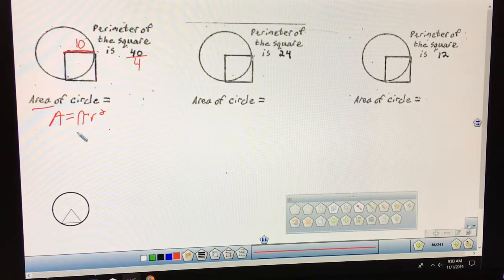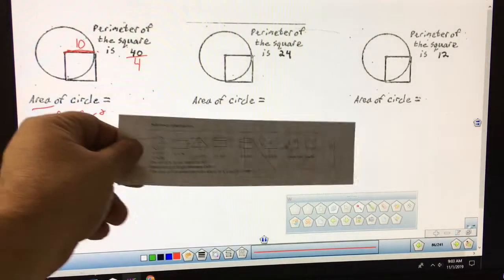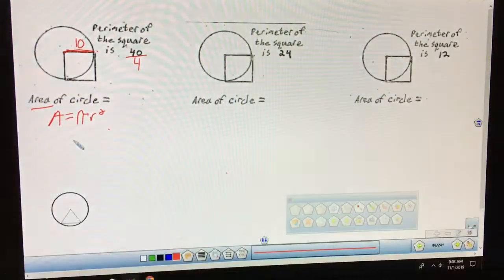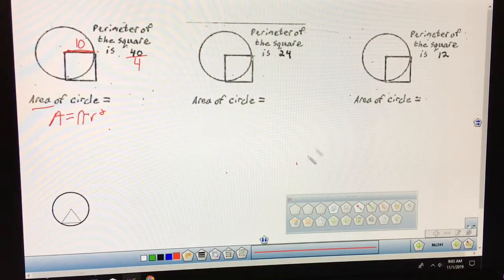Now, for the SAT, they do give you a formula sheet. For the ACT, they do not. I wouldn't even bother using the pi key, because most of the time they're going to ask you. And this is the SAT reference sheet. It gives you some formulas for most shapes. All you're going to do is type in the 10 and square it.